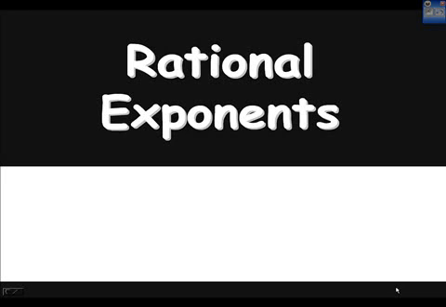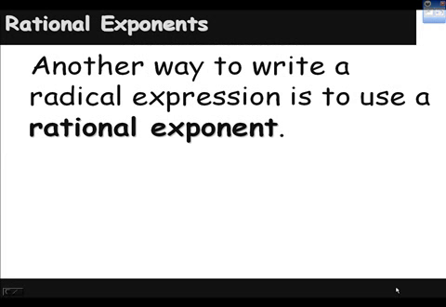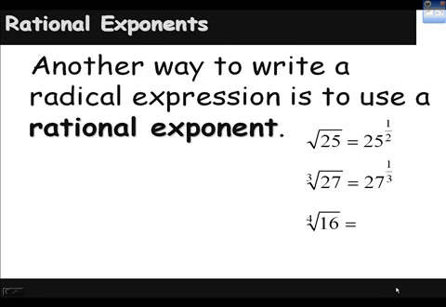The lesson is titled Rational Exponents. Another way to write a radical expression is to use a rational exponent. Here's an example. The square root of 25 is exactly the same as 25 to the 1/2 power. The cube root of 27 is exactly the same as 27 to the 1/3 power. And the fourth root of 16 is exactly the same as 16 to the 1/4 power.